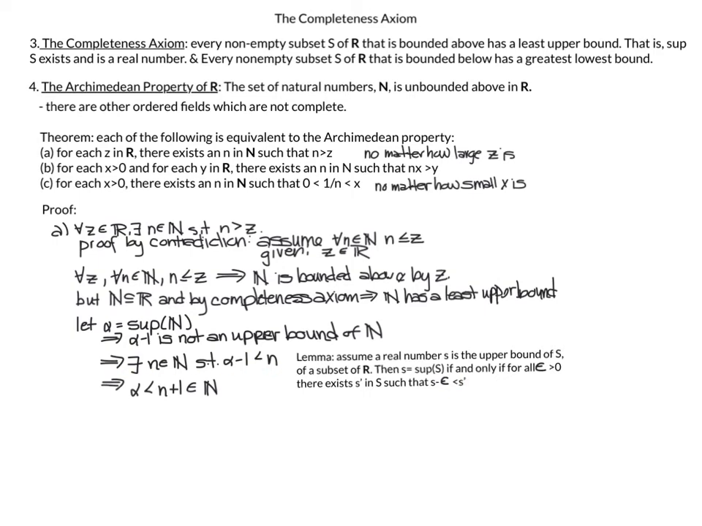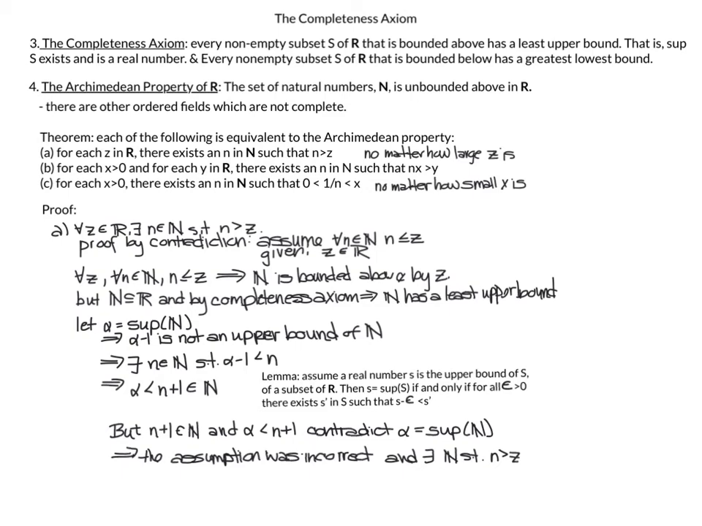So here's my statement. Again, it comes from alpha being the sup and my lemma, and I'm choosing epsilon to be equal to 1. And then when I look at this, I get that alpha is less than n plus 1, but n plus 1, since n is a natural number, is also a natural number. But n plus 1 being a natural number and alpha being less than n plus 1 contradicts the fact that alpha is the sup, the upper bound of the natural numbers. So that means our assumption was incorrect, and therefore there exists a natural number n such that n is greater than x.